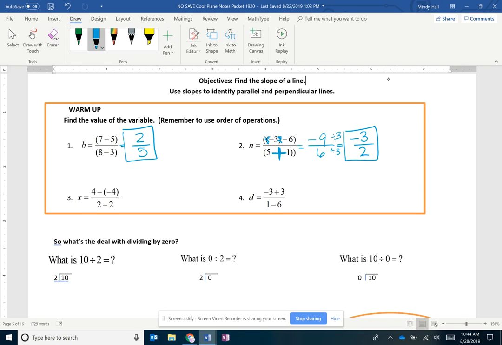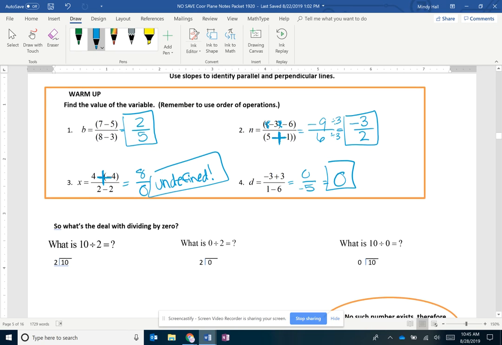For number 3, we have another big fat positive, minus a negative. So 4 plus 4 is 8. And then 2 minus 2 is 0. So anytime you have a number divided by 0, that is undefined. And I'll be explaining the reasoning behind that here shortly. And then for number 4, negative 3 plus 3 is 0, divided by 1 minus 6, which is negative 5. So 0 divided by any number is still 0. But when 0 is in the denominator, that's when we have issues.